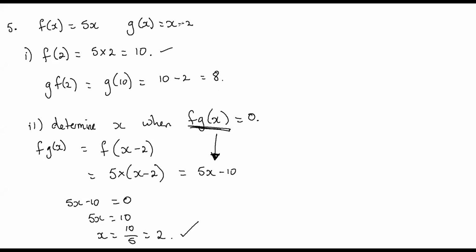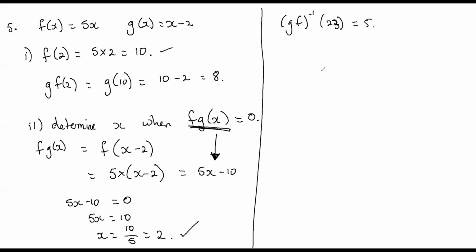So the next question, and I will work this one out. It says, prove that gf inverse of 23 equals 5. Well, it means that we first have to find what is gf inverse, right? To find gf inverse, we first have to find this gf. Well, that would be g of 5x, which is 5x minus 2.